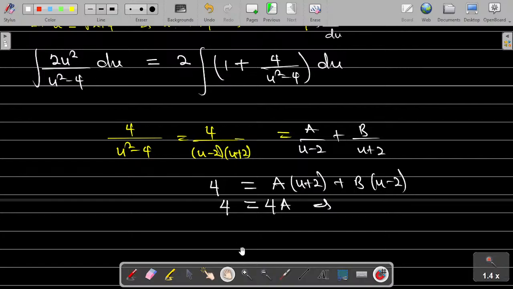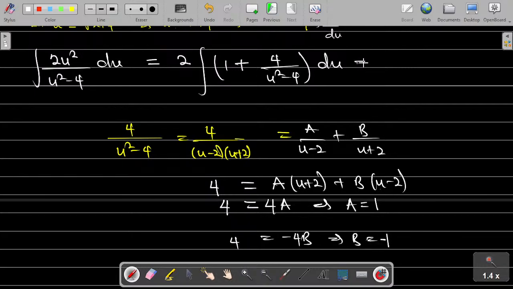Okay, so sorry about that distraction. So here we are going to have that our A is equal to 1, and to get our B we need to eliminate A, and to eliminate A we will substitute u as minus 2. So of course that will give us 4 equal to minus 4B, so which means our B is equal to minus 1.